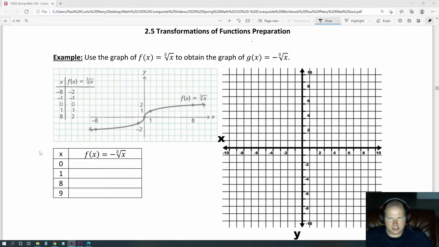All right, so now we're going to use the cube root of x to obtain the graph of g of x equals negative cube root of x. So it should theoretically just flip along the x-axis.